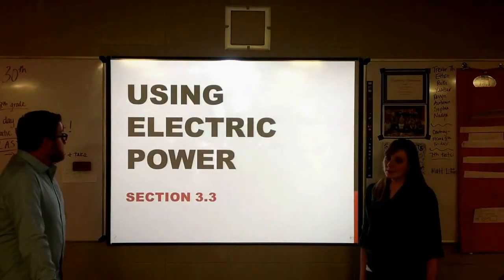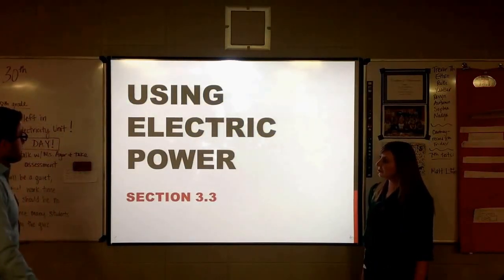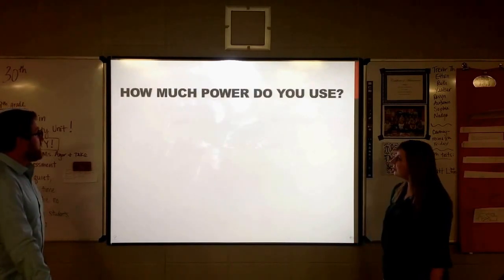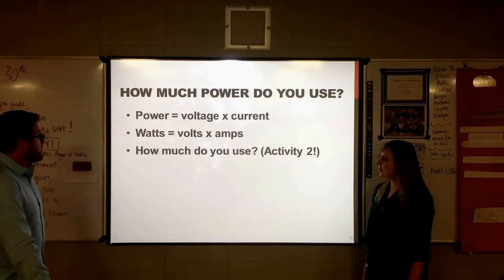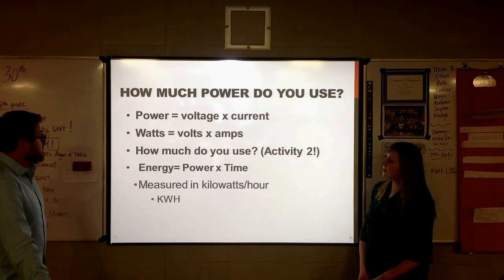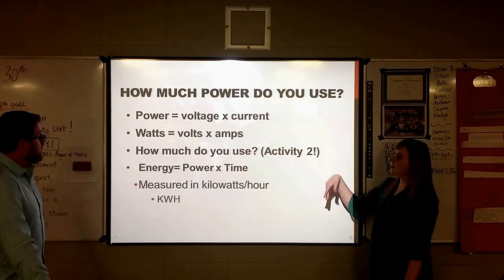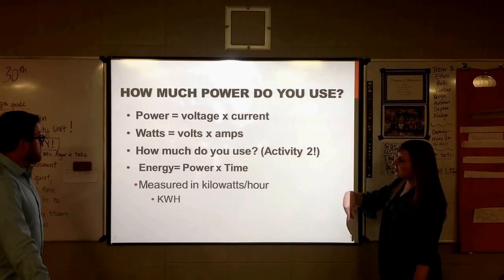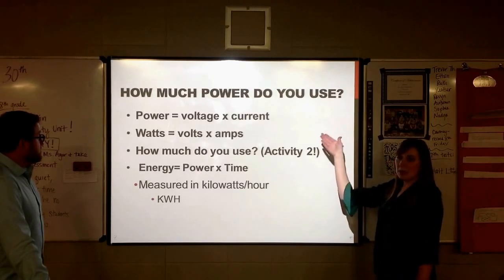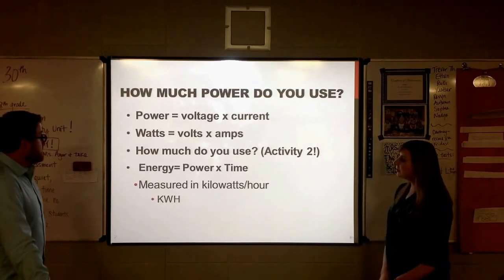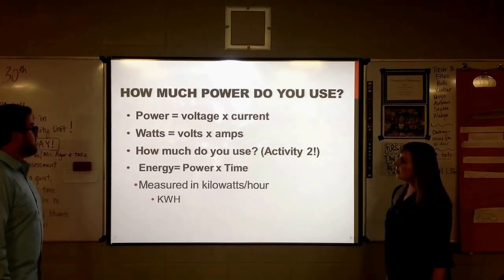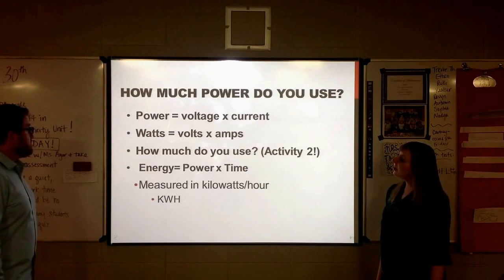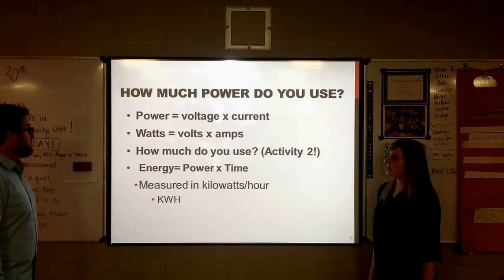All right, third section is about using electric power. This is very short. We are going to have an activity in this unit about how much power you use. This is going to be activity 2. A few equations for you here. Power is equal to voltage times the amount of current. Watts is equal to volts times amps.